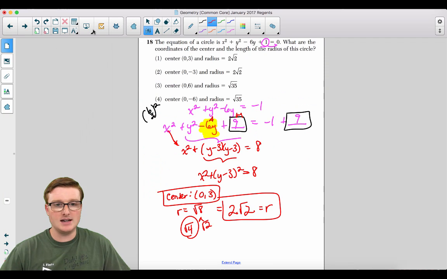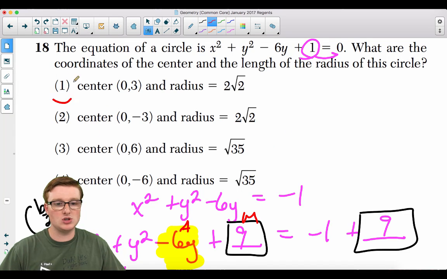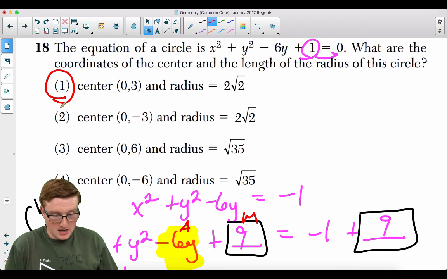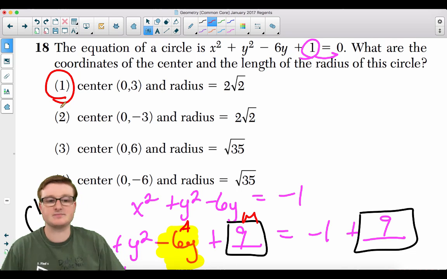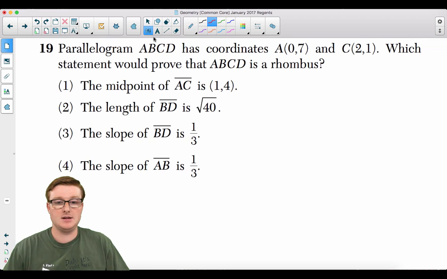The answer to that is going to be choice 1. Your center is 0, 3, and your radius is 2 radical 2. Okay, moving on. Number 19.